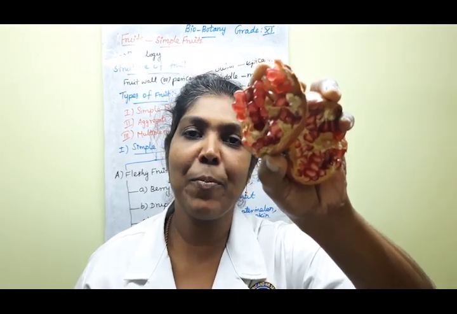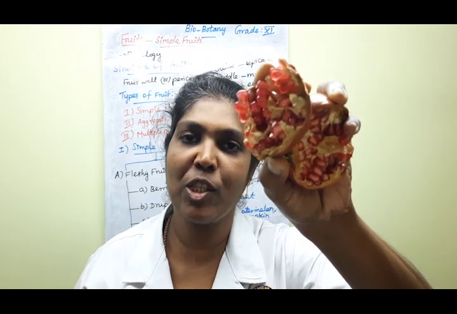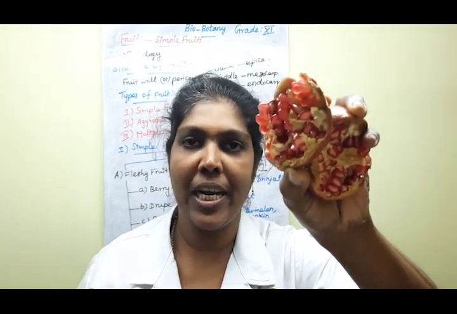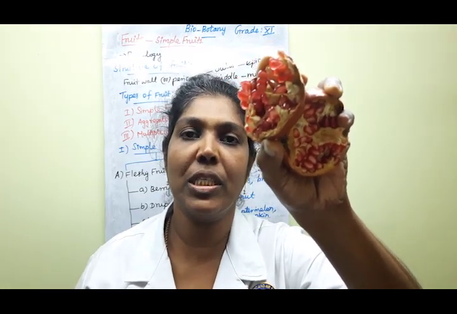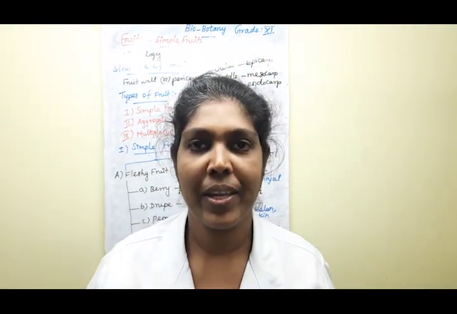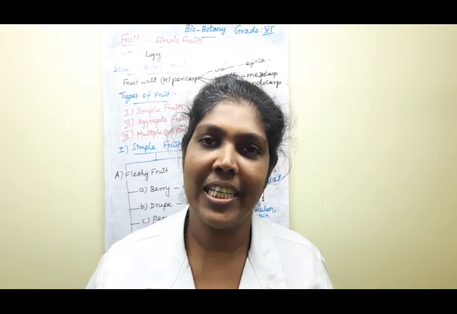So this is the type. What is it? The fleshy type of fruit. Very good, balausta. Clear? An example of this balausta type of fruit is the pomegranate. Understood? So these are the things.